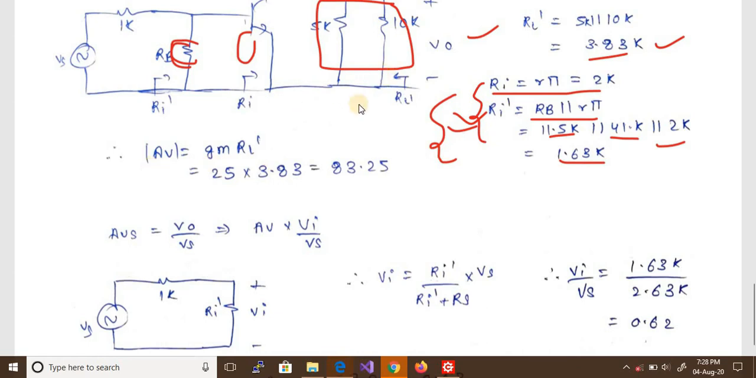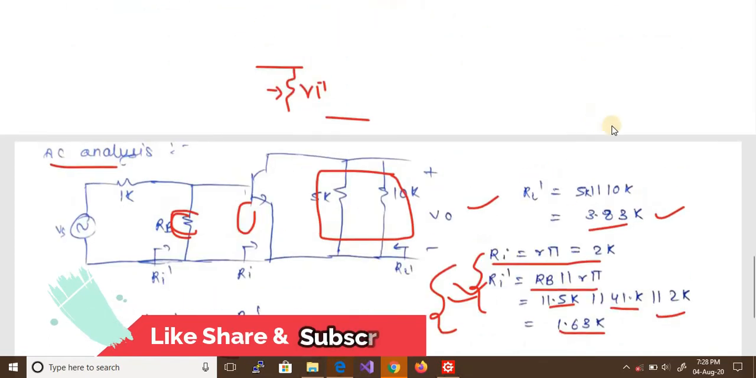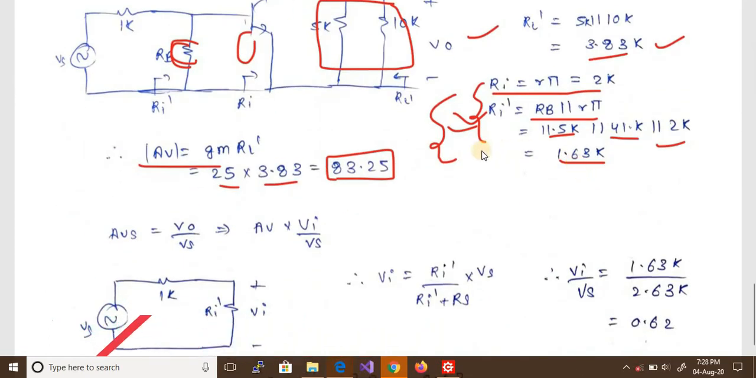If you put all this in the formula, you will get gm into RL dash as 25 into 3.83, which is 83.25 as your voltage gain. Note one thing here: gm was in milliampere per volt and your RL dash was in kilo ohm, so the milliampere and kilo ohm cancelled, and you have just multiplied 25 and 3.83. So you get 83.25 as your answer.